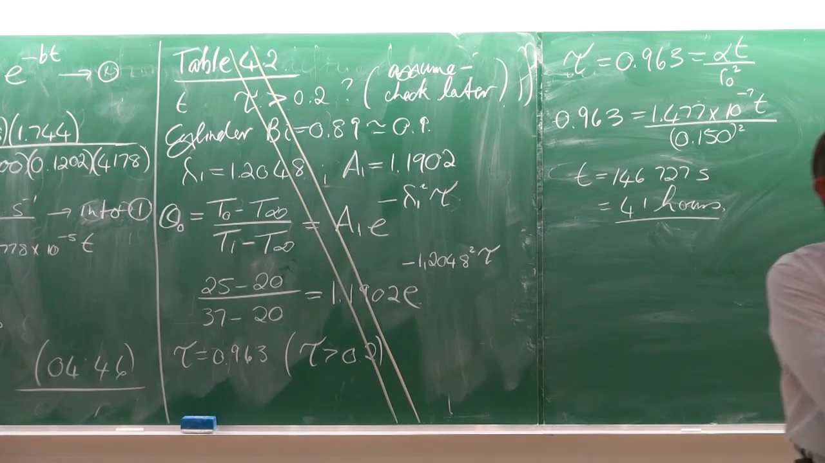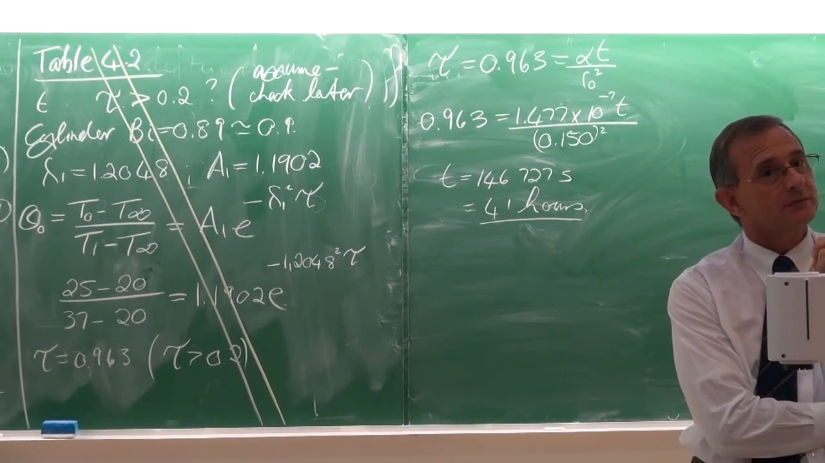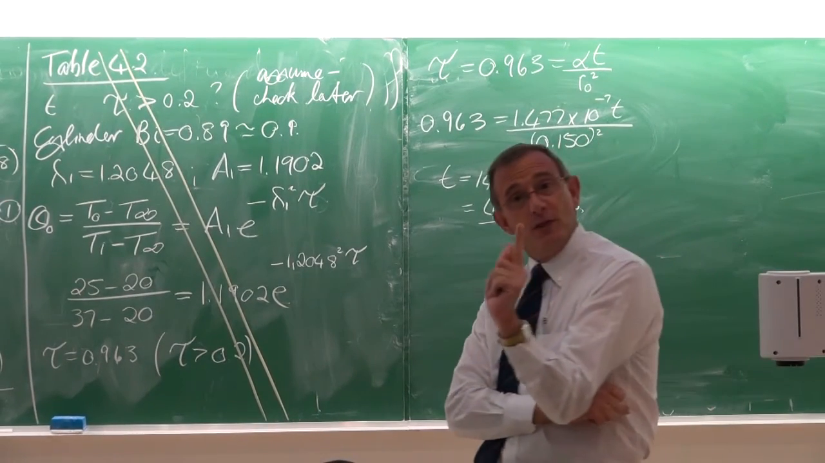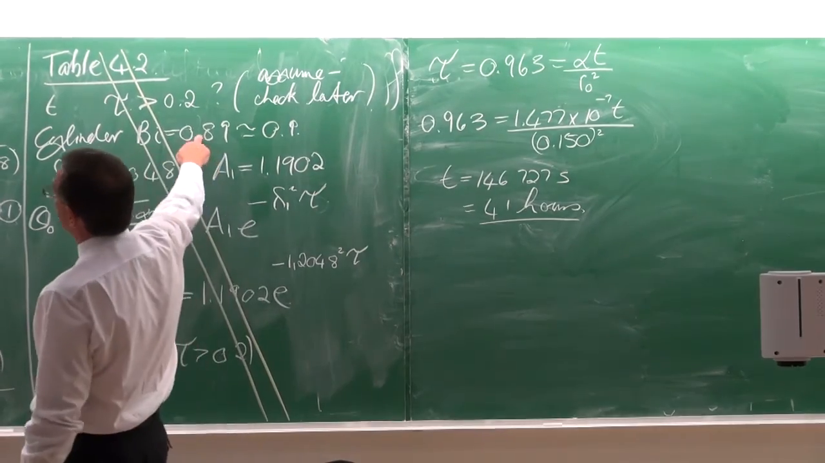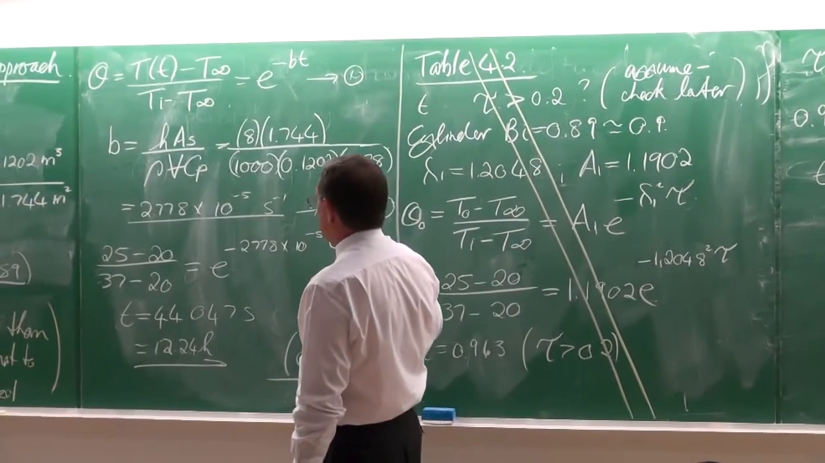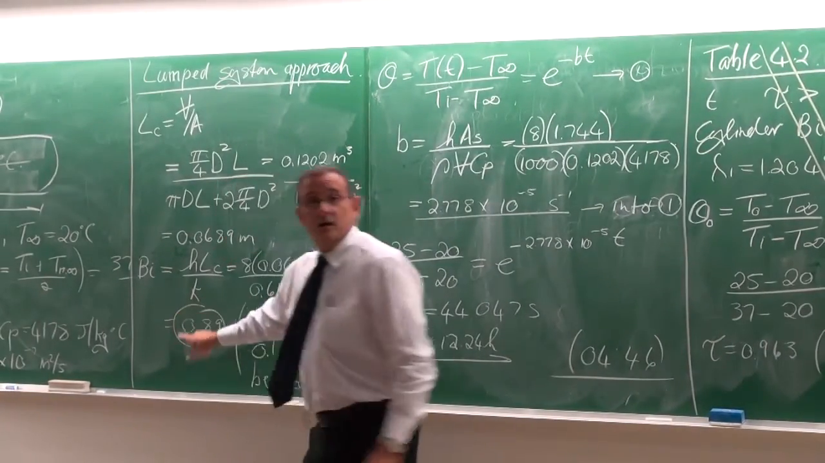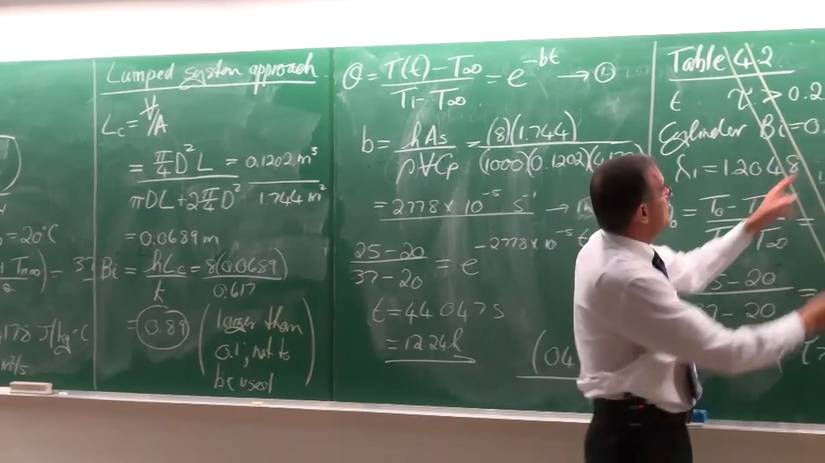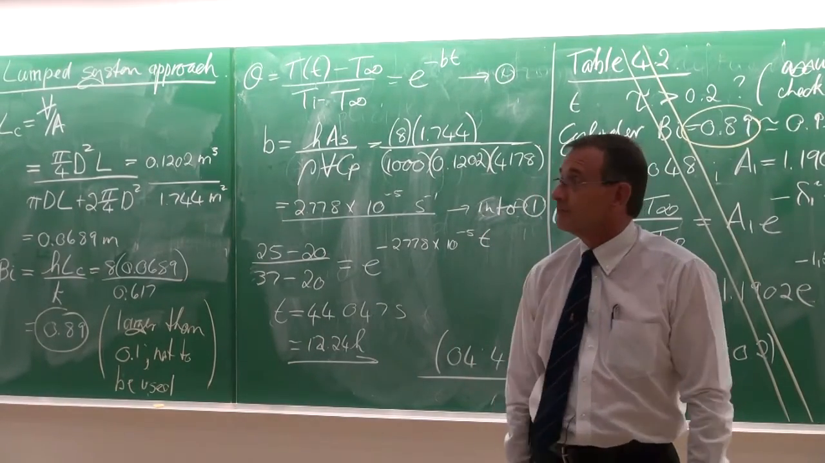It's incorrect. Do you remember yesterday I told you about the characteristic length and the calculation of the Biot number? We have used this Biot number that we calculated here, 0.89, in the lump system approach, and that is incorrect.